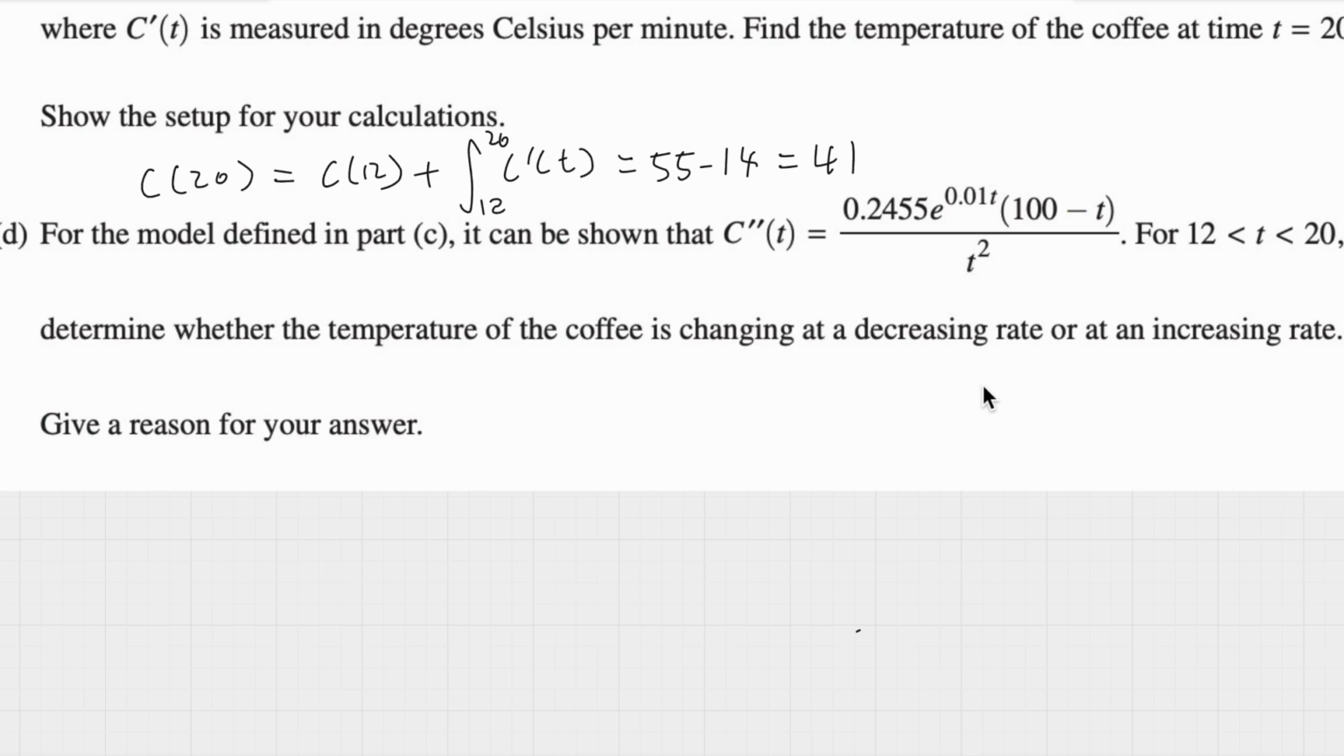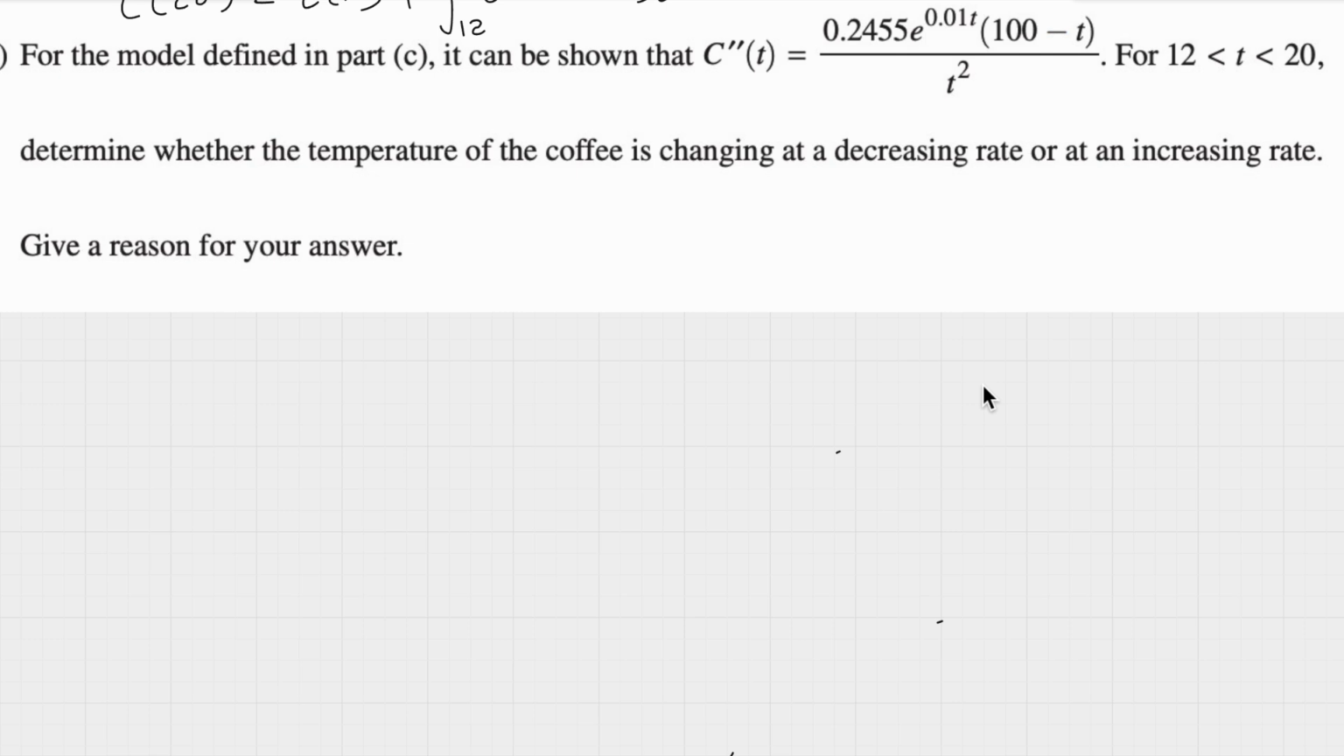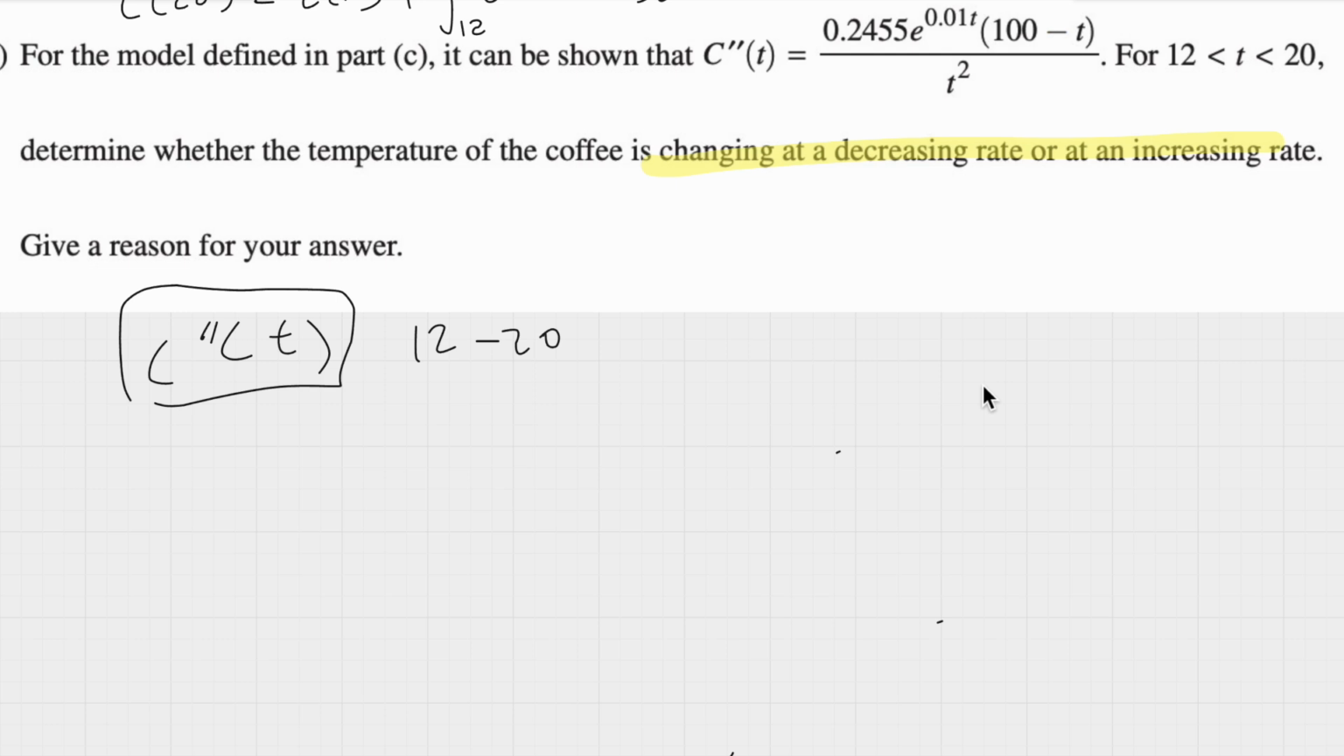Okay, next, determine whether the temperature is changing at a decreasing rate or increasing rate. Well, we can just plug in t from 12 to 20 for C double prime of t, right? No, you actually don't need to. So try to see the equation again.